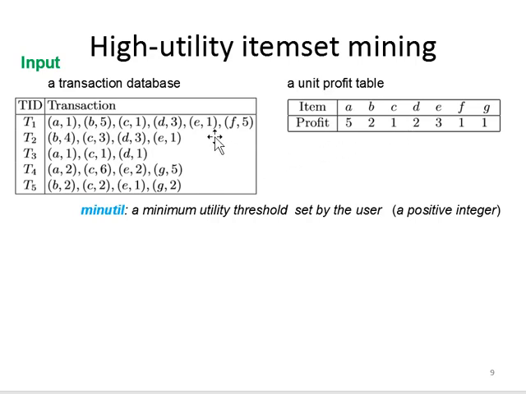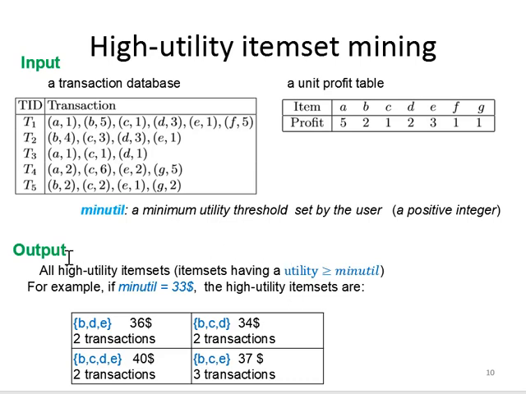So we have the data about the transactions with the quantities, and also we have the unit profit of each item. Then the user must set a parameter we call the minimum utility, like a minimum amount of money. Then the goal is to find all the sets of items bought together that make at least this amount of money.